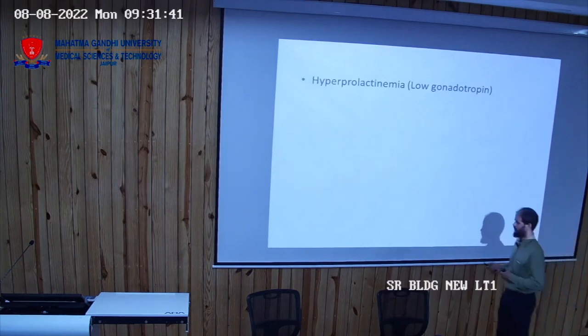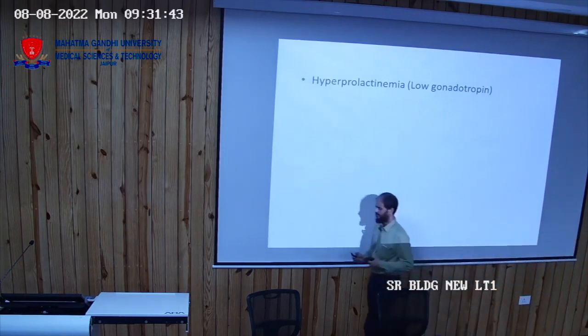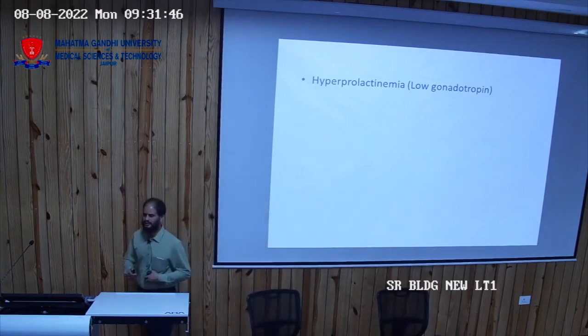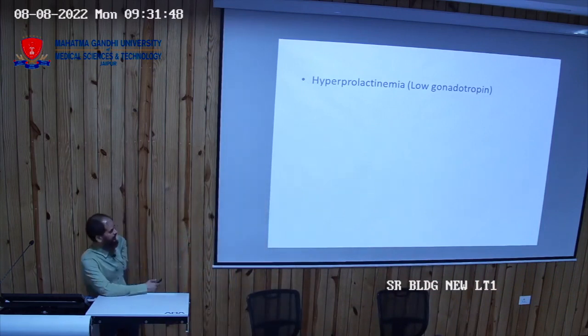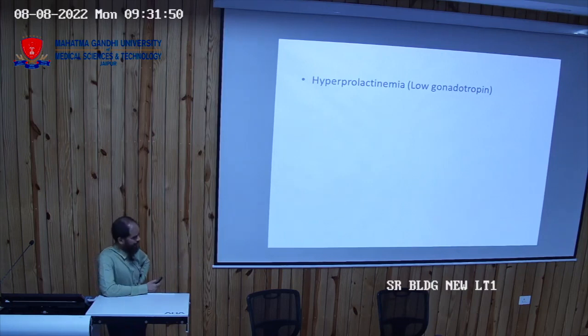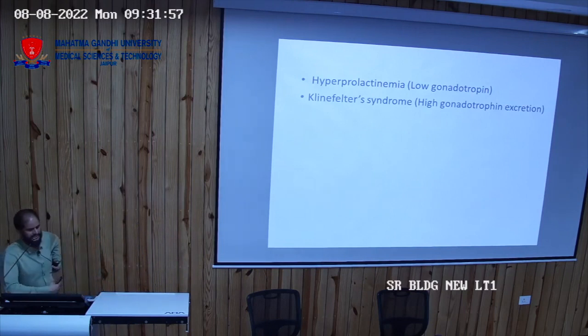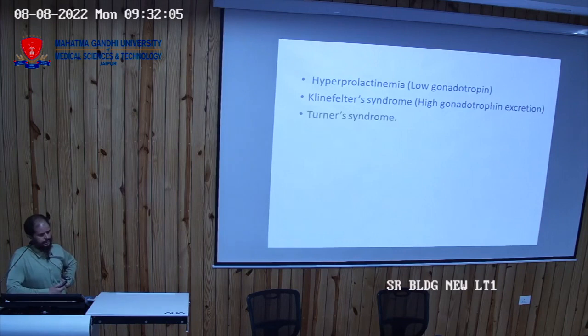There are other causes also, that is hyperprolactinemia. It will inhibit the gonadotrophin. If prolactin increases, then low gonadotrophin will be there. There are other causes like Klinefelter syndrome. What happens in this? Gonadotrophin urinary excretion increases. Okay, so there will be less gonadotrophin. Then there are Turner syndrome and ovarian agenesis, which we have studied.